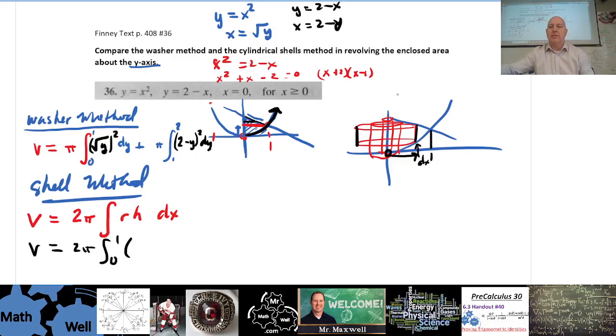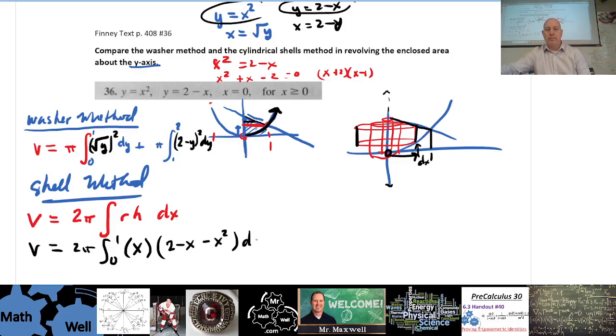Our radius, the axis of rotation, is simply the y-axis, so it's x minus 0. So it's just x, the radius. And then the height is the difference between the two functions, and in this case we don't have to switch them around, so we can just consider these two functions. The upper function is going to be the 2 minus x function up here, and the lower function is simply x squared, so minus x squared dx.